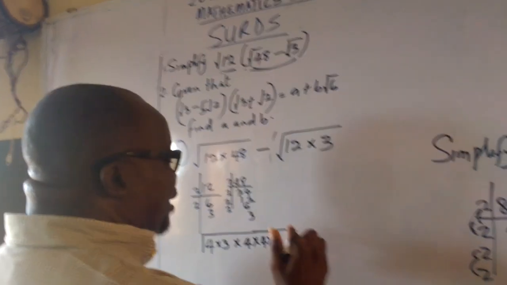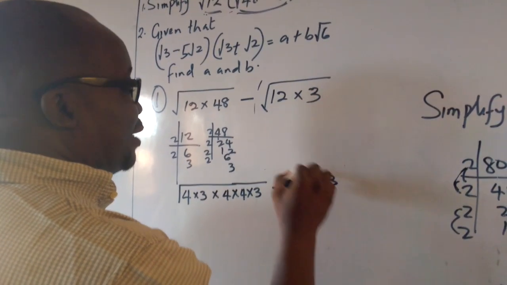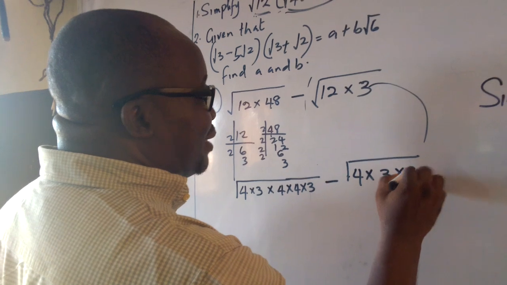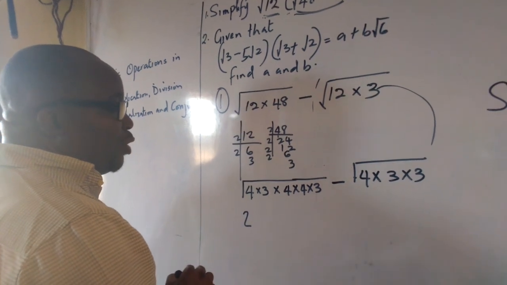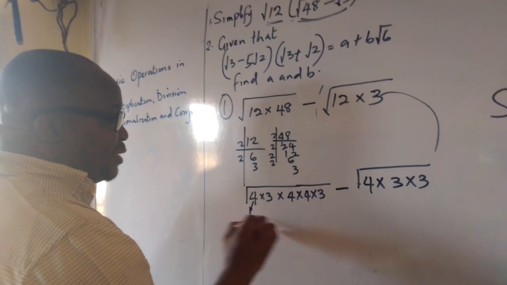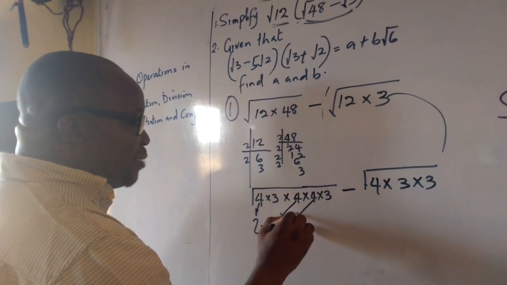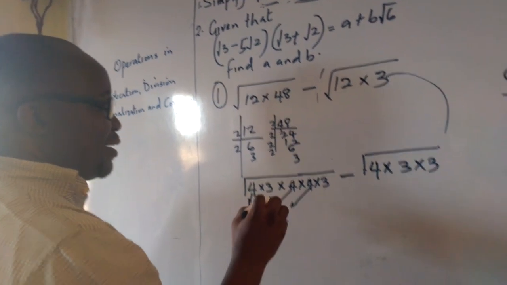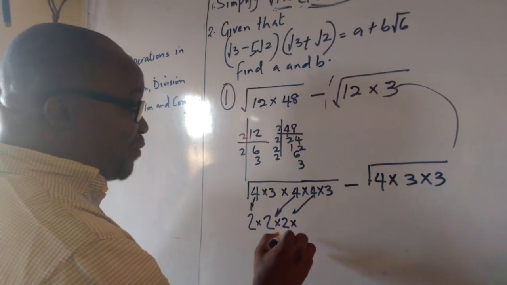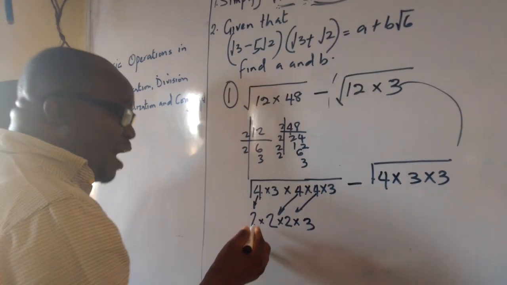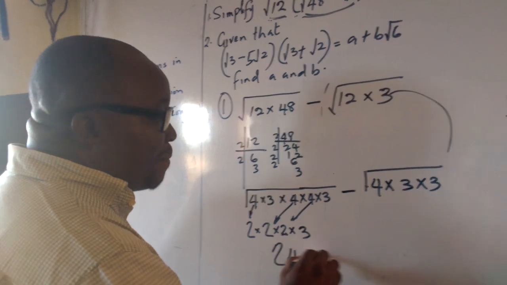Good. Then I come to this side. My 12 will still give me 4 times 3. Then bring this 3 down times this 3. Is that taken? What is the square root of 4 here? 2. Times another 2. Then 3 times 3 is 9. 9 has a perfect square root, so that gives me 3. So I have 2 times 2, 4 times 2, 8 times 3, 24 here, minus.